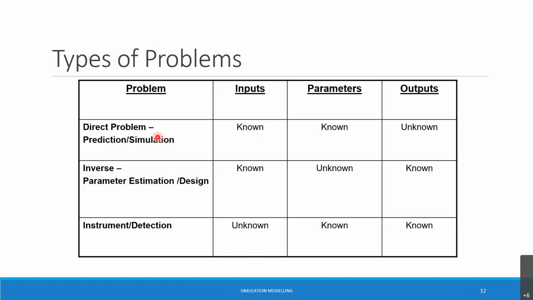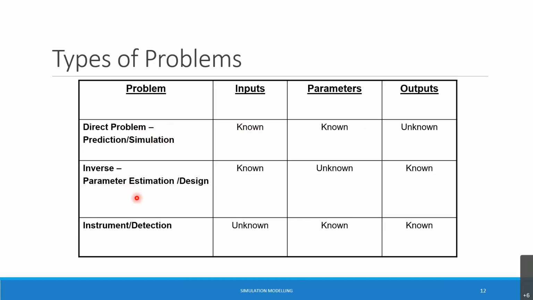And in fact, what a simulation does is this. If you know the input, for a given input, how the system behaves and what output is produced by the system is what we are actually trying to do through simulation. So maybe I also call this category of problems simulation.